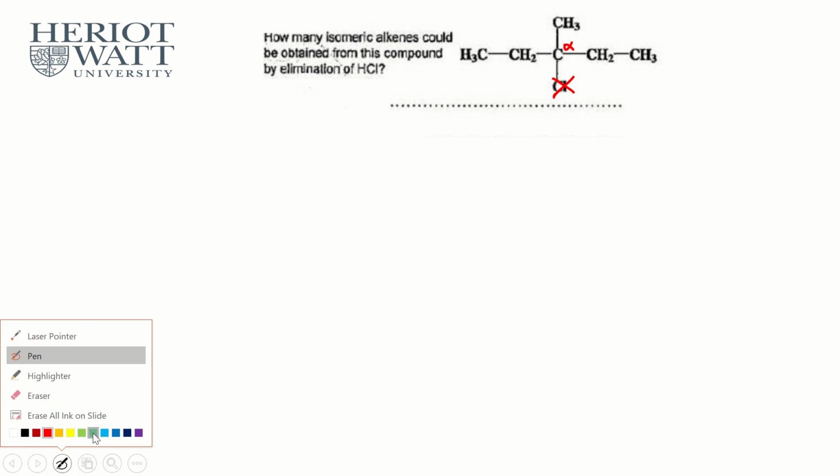Let's look at the next one. How many isomeric alkenes could be obtained from this compound by elimination of HCl? So you're going to remove HCl. Of course, the first one, we're going to remove the Cl. And then this is the alpha carbon, because the alpha carbon is always attached to the functional group. In this case it is the Cl. So the adjacent carbons, the ones next to the alpha, will be this, this, and this. Make sense? So I label them A, B, C. So I remove the Cl. Next, I'm going to remove a hydrogen from A, which is here.